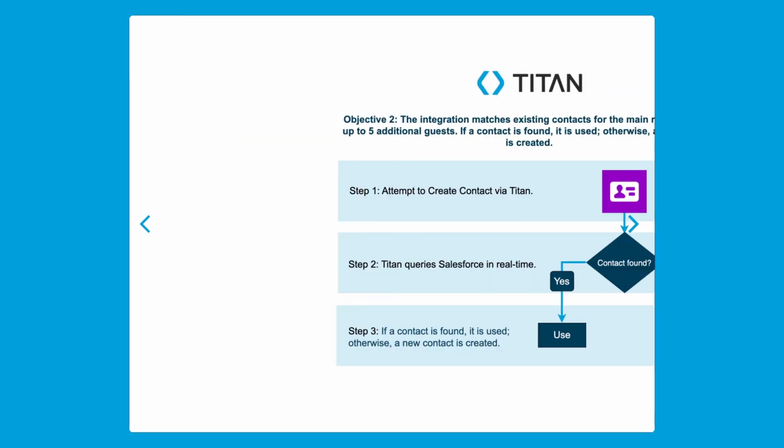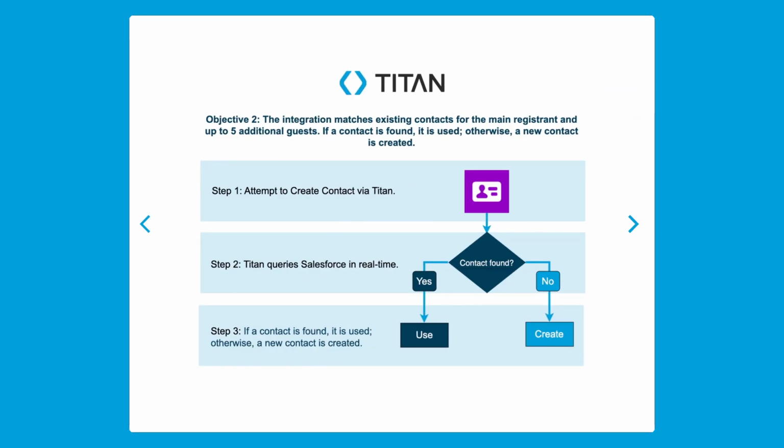Objective number two. The integration matches existing contacts for the main registrant and up to 5 additional guests. If a contact is found, it is used. Otherwise, a new contact is created. So in step one, we'll attempt to create a contact via Titan. Titan will query the Salesforce in real time. If the contact is found, it is used. Otherwise, a new contact is created.